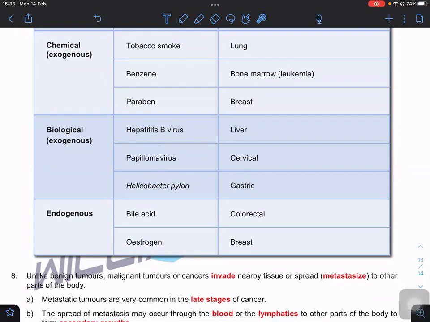HPV, human papillomavirus, causes cervical cancer, or the bacterium Helicobacter pylori causes gastric cancer. So it can be a biological agent. And it might be endogenous, meaning our own. For example, bile acid can cause colorectal cancer. Estrogen can cause breast cancer. Endogenous means a chemical produced in our body that, when we don't regulate it, causes problems.